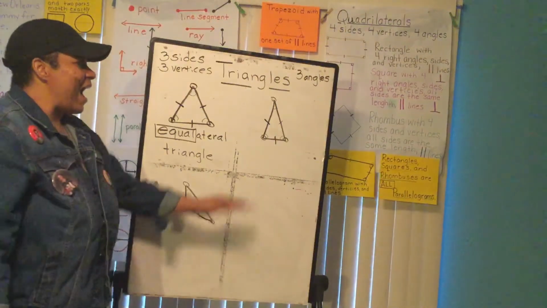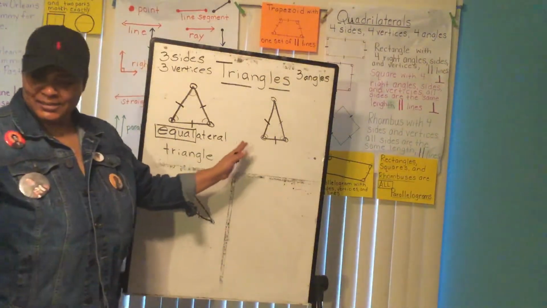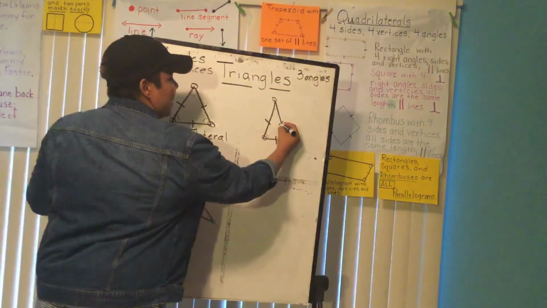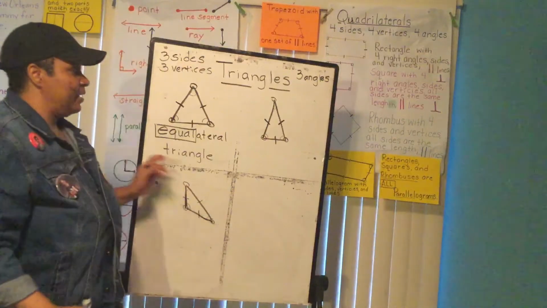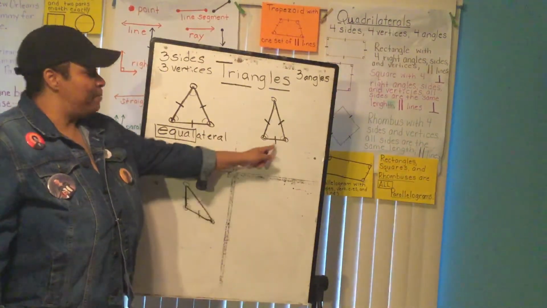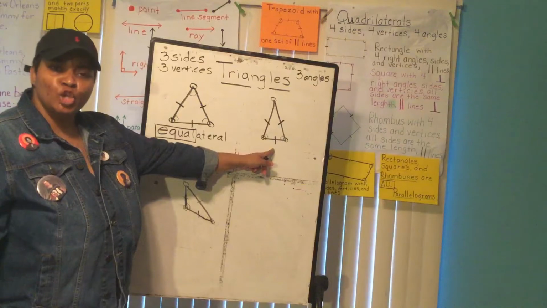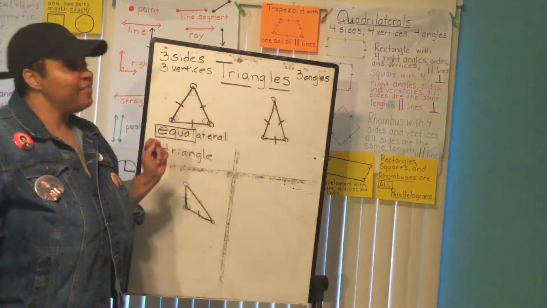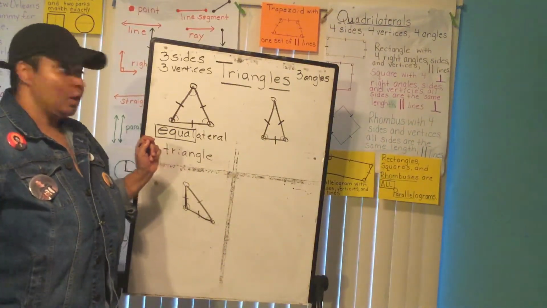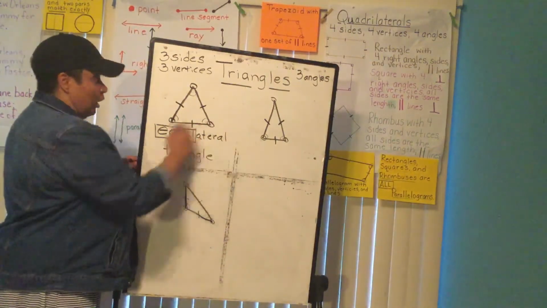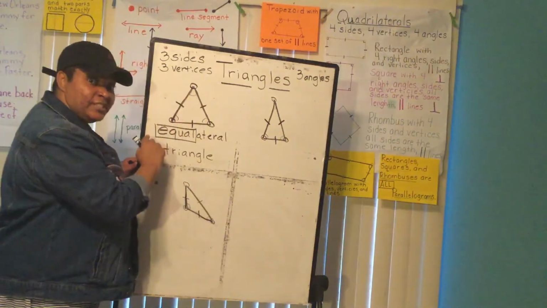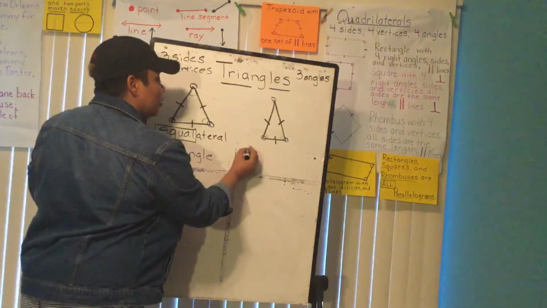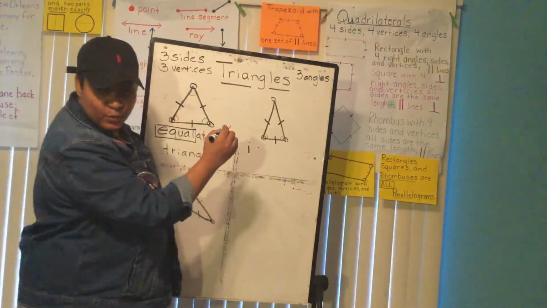Well, I don't see where all the sides are the same. I see that this side is the same and this side is the same, but this side here looks a little bit shorter. So I have 2 sides that are the same. Well, I can't call it an equilateral because all the sides there were the same. So I only have 2 here. So I call it, I want to see if you can get this word.